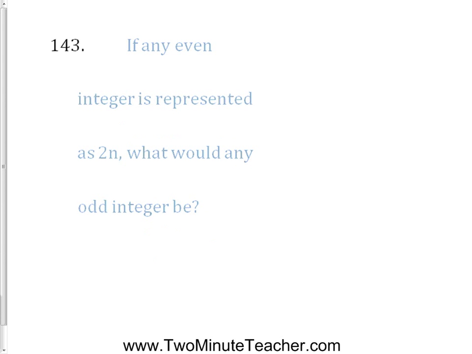Okay. If any even integer is represented as 2n, what would any odd integer be? All right. If you use 2n for an even integer, that's a good idea because if you choose a variable for it and call it 2n, then no matter what you stick in for n, you're guaranteed to end up with an even number. Because no matter what number you put there, you're going to times it by 2, and by timesing it by 2, you're for sure getting an even. Okay? That's why it's an even number.